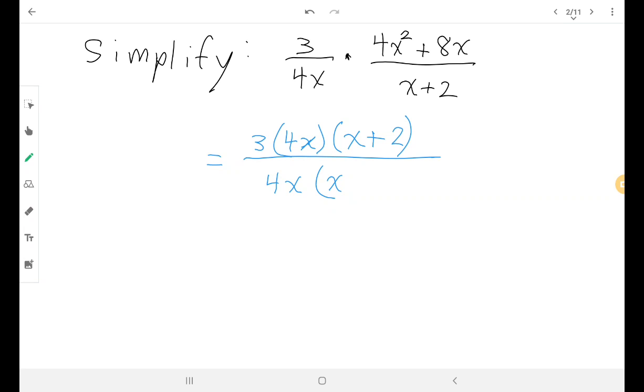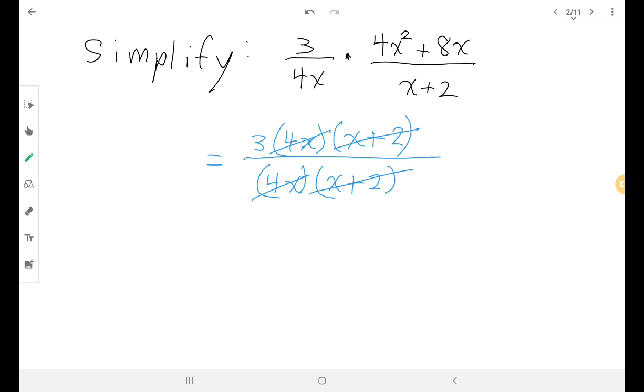4x times x plus 2. And the idea is to get things that you can cancel. For instance, this stuff I could look at grouped together and say 4x divided by 4x is 1. And x plus 2 over x plus 2 is 1.